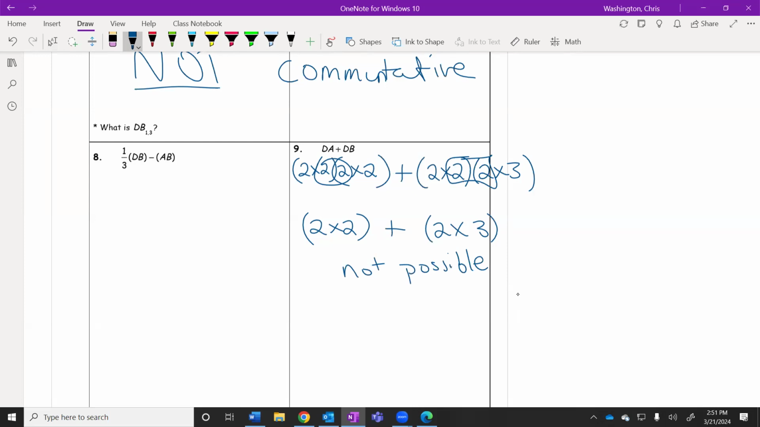In number 8, what you need to do first, you need to do the DB first. Do the DB first, get that answer, and then multiply it by 1/3 on the outside. And then you're also going to do the AB, and then subtract. You want to subtract last. I'm not actually going to work that one out right now, but if you need me to, I will.